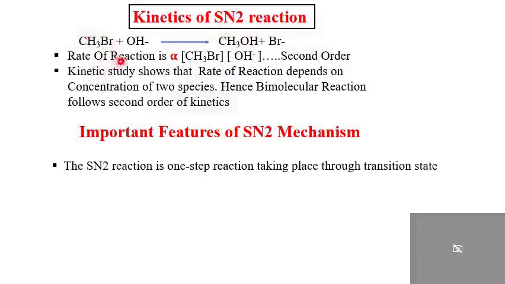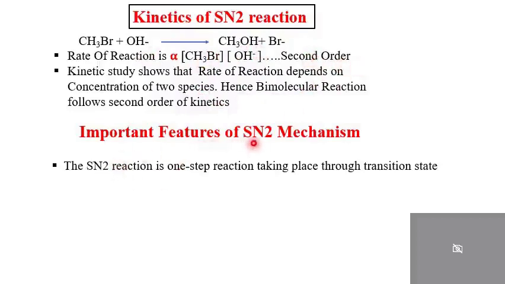Now here, the rate of reaction is directly proportional to the concentration of the reactants. Here the reactants are the substrate CH3Br and the nucleophile OH. Therefore, the rate of reaction depends on the concentration of the substrate molecule as well as the concentration of the nucleophile. Hence, in the rate law, 2 species are involved. Hence, it is a bimolecular reaction, and therefore it is referred to as second order kinetics.